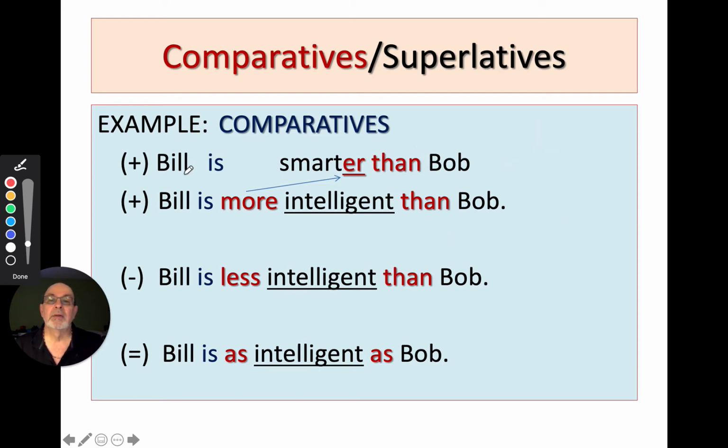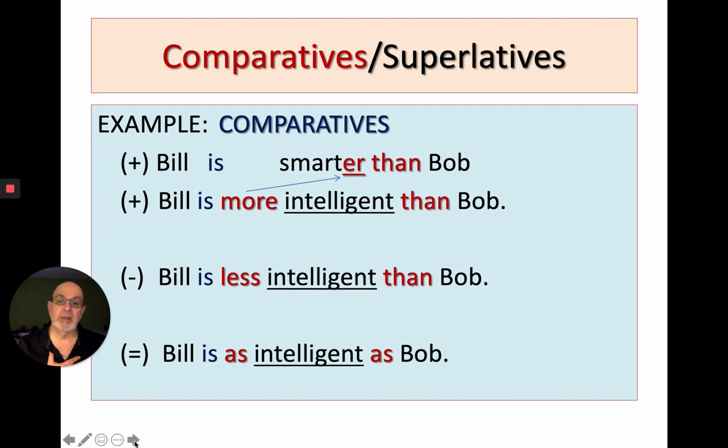Alright, so Bill is smarter than, Bill is crazier than Bob is a shortcut. It's something we do to save time and effort. Let's go to the next page.